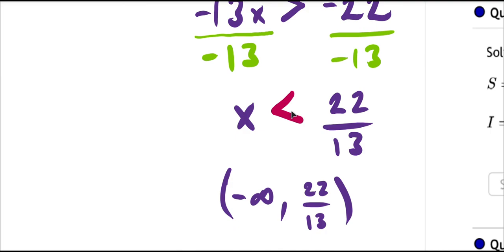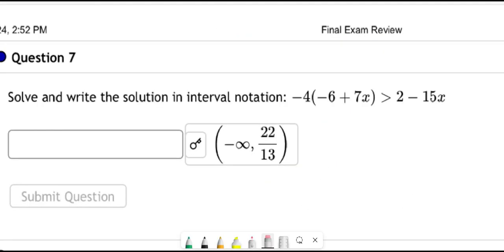So since x must be less than this number, we go from negative infinity up to this number, 22 over 13, and we use a parenthesis to show that we're not including that because this is strict inequality. Checking our work, it looks good.